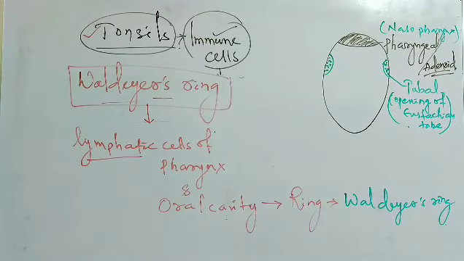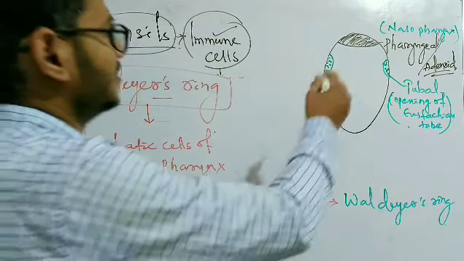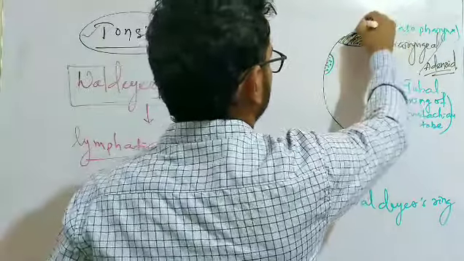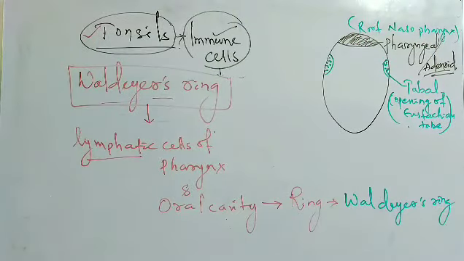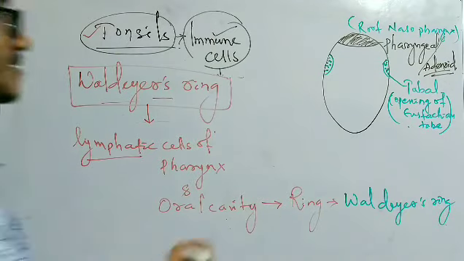Pharyngeal tonsil is located at the nasopharynx, or the roof of the nasopharynx. Here I can write the roof. It is present at the roof of the nasopharynx. It is the pharyngeal tonsil. Next, laterally arranged palatine tonsils are there.